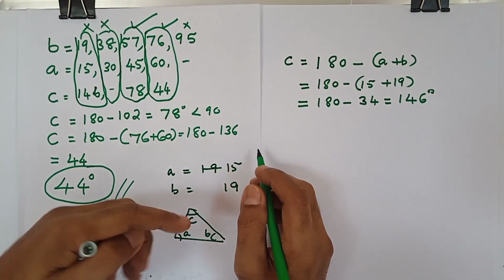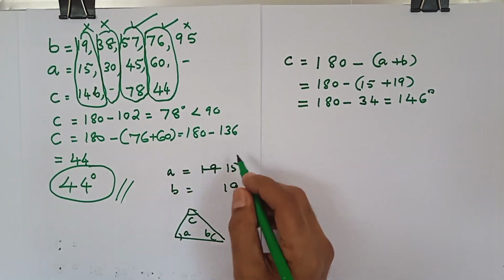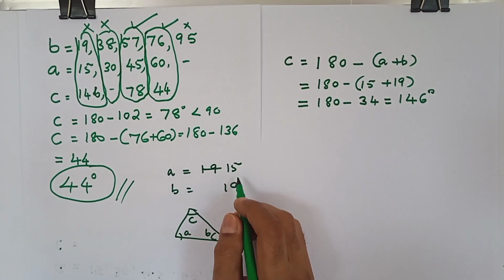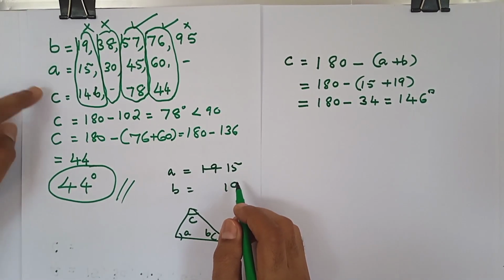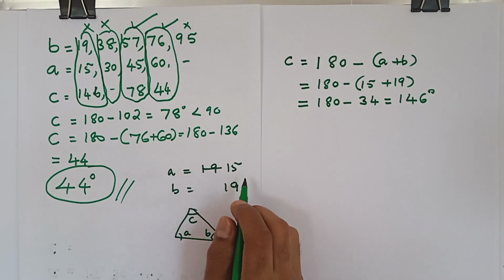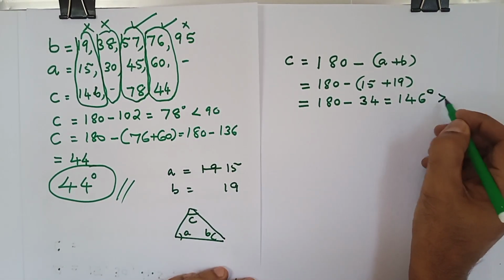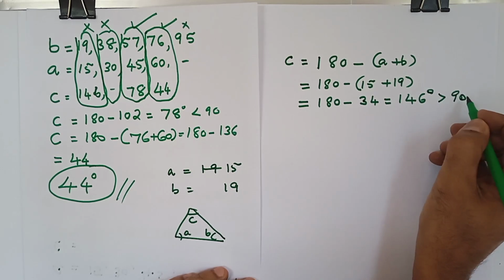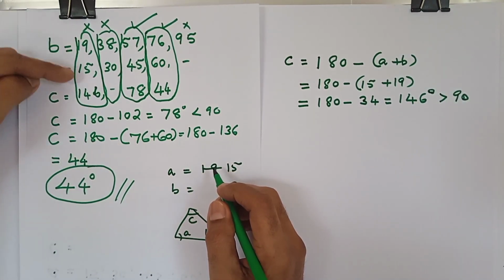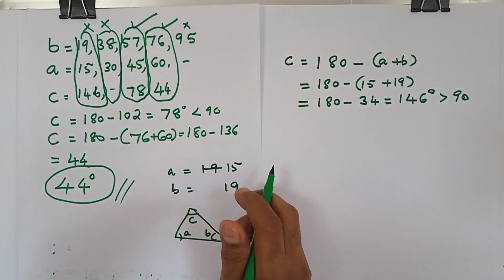Since the problem says that this is an acute angled triangle, all of these values, as I've shown before, must be less than 90 degrees. But this turns out to be greater than 90, and that's the reason why we are excluding this from the possible triangles to be formed.